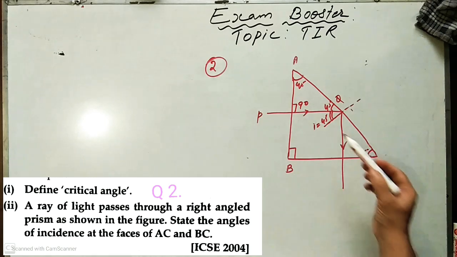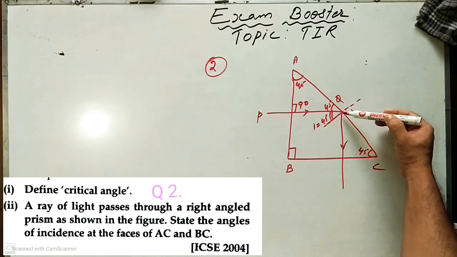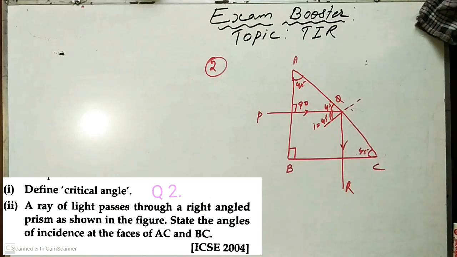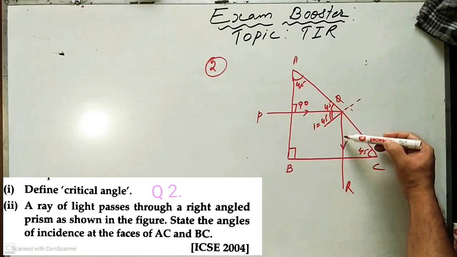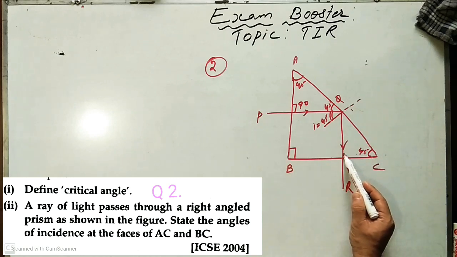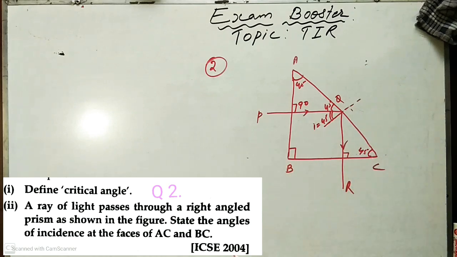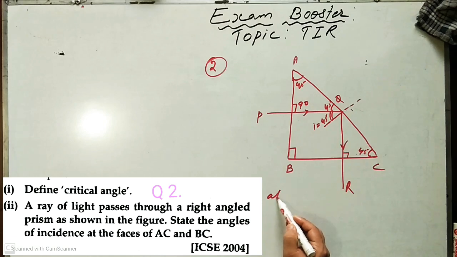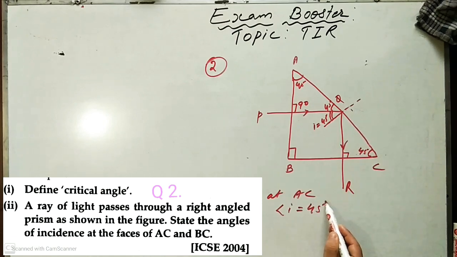All right. So the angle of incidence is greater than the critical angle, as you know that it is getting totally internally reflected along QR. So the ray QR is getting totally internally reflected and striking the surface BC. So normally, for normal incidence, the angle of incidence here at the surface BC. So at the surface AC, angle of incidence is equal to 45 degree.